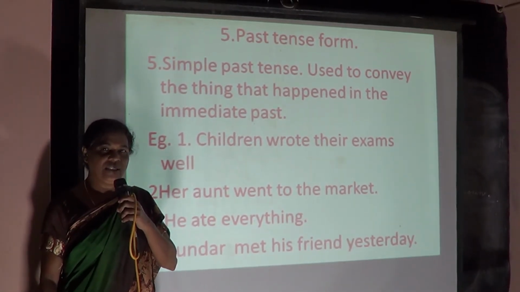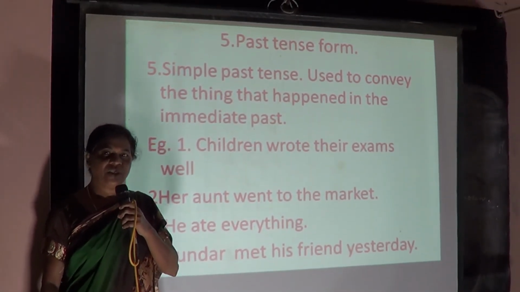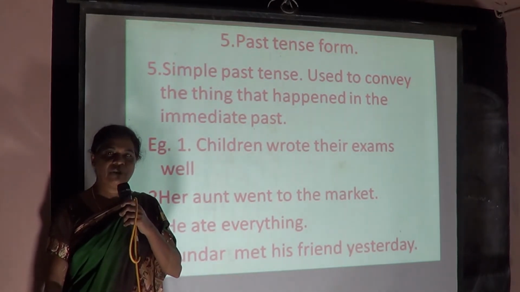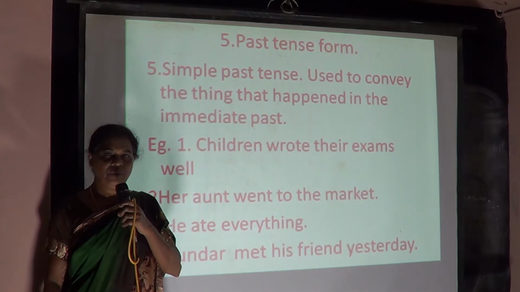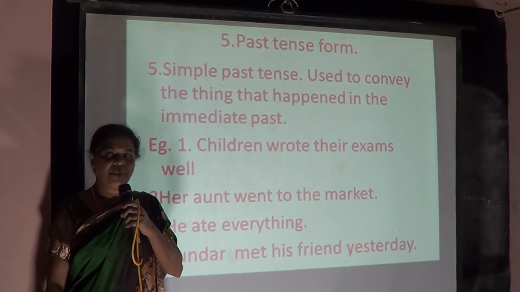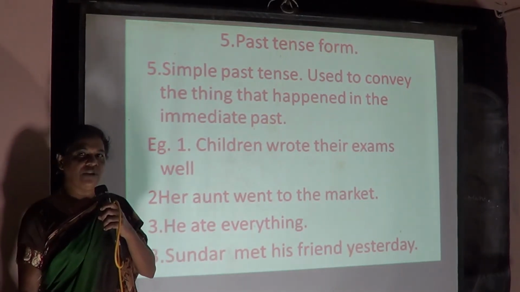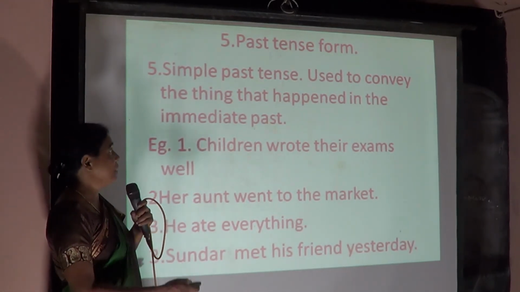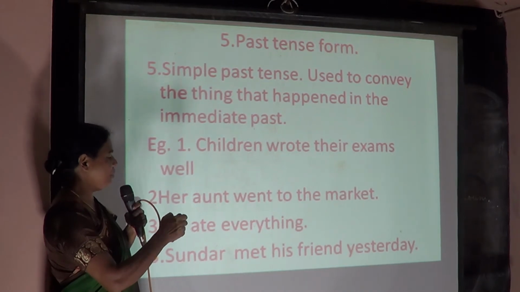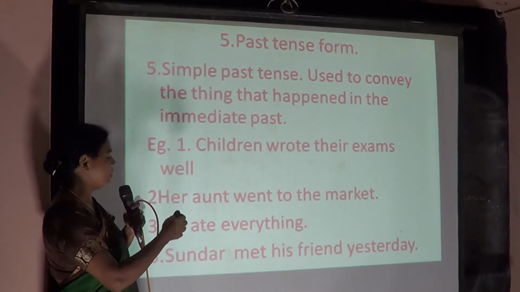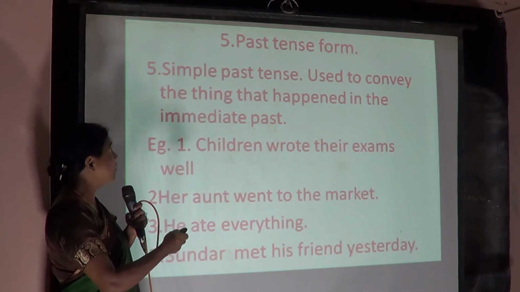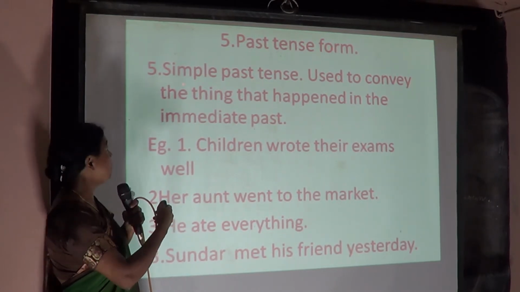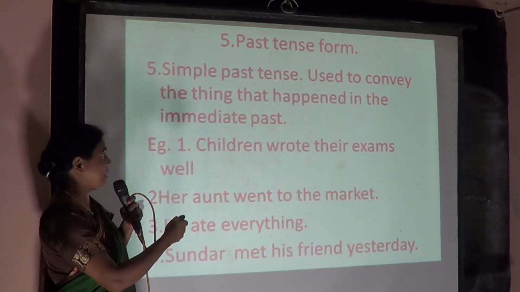We were learning the tense forms. Already we have learned the first part, that is the simple present form of the verbs. And now we are going to see the tense in the past. The past form also has got 4 types, 4 kinds. The first one is simple past tense.